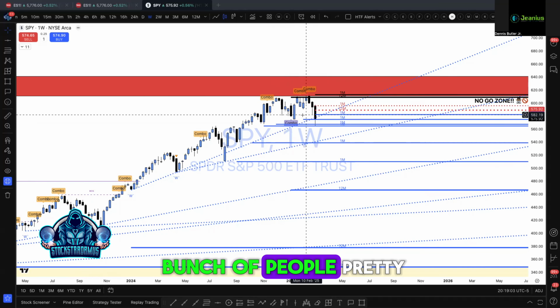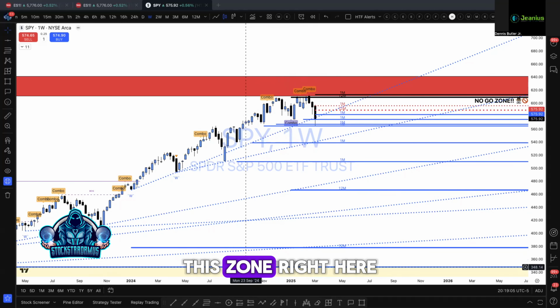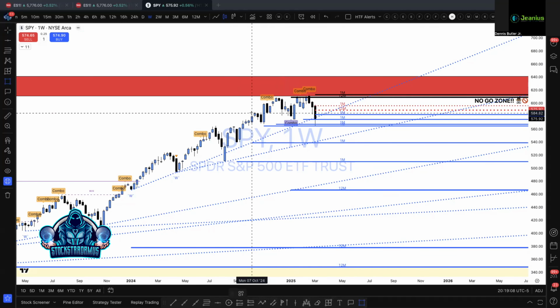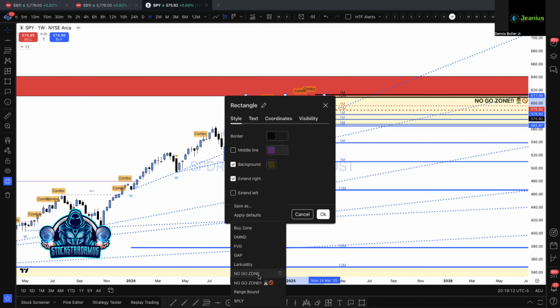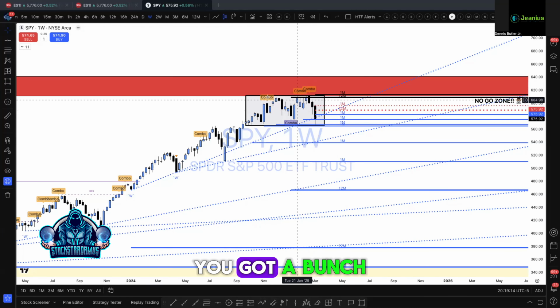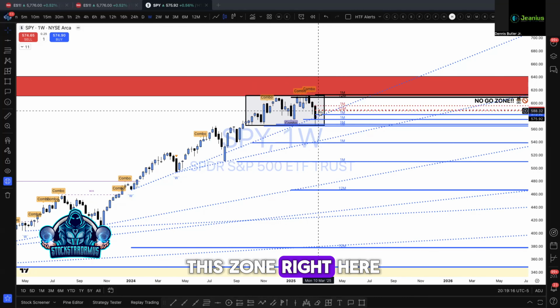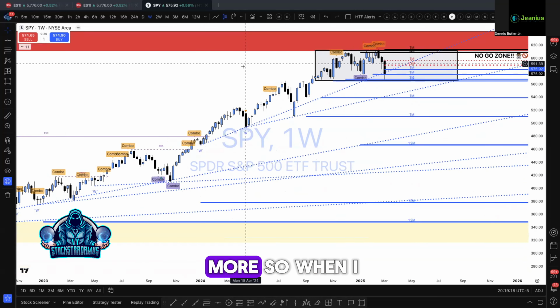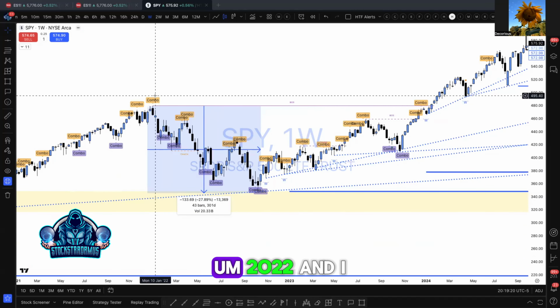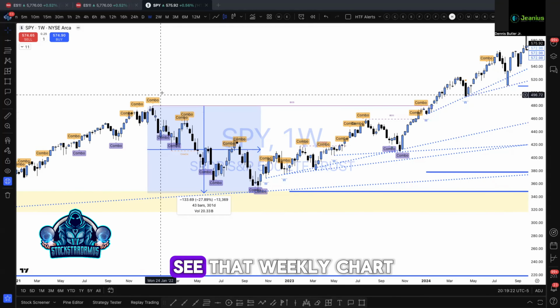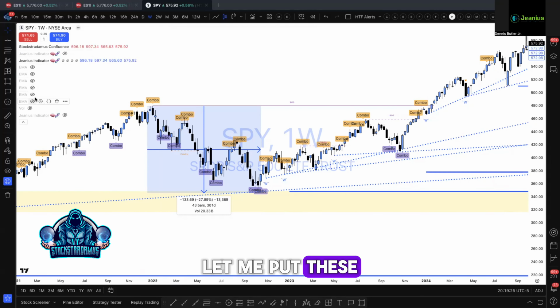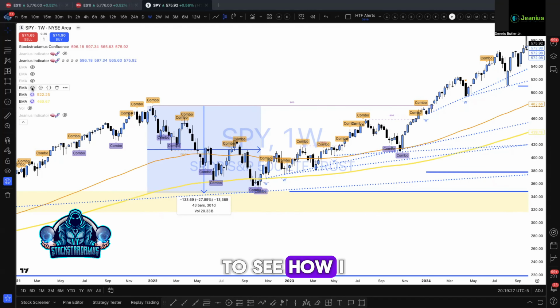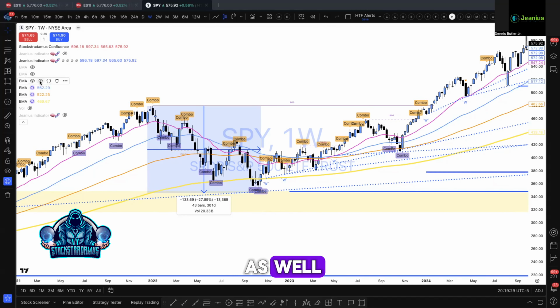So you got a bunch of people pretty much just playing this zone right here until it is no more. So when I look back at 2022, and I see that weekly chart, let me put these moving averages on here too, because I want you to see how I compare it using the moving averages as well.